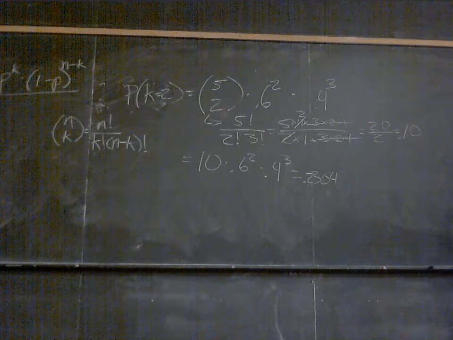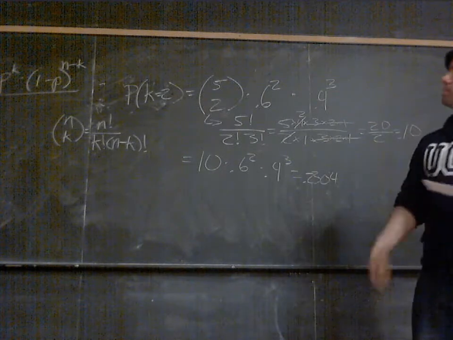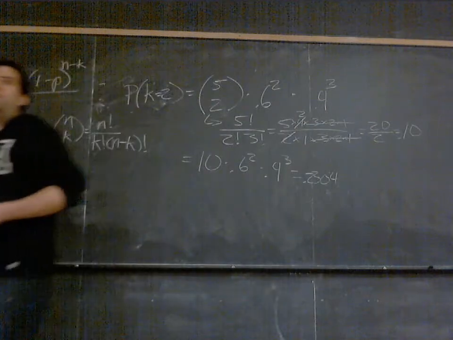Can you go over what n, p, and k stand for again? N is the total number of trials.